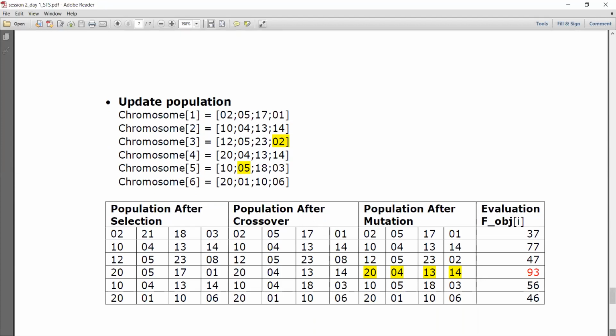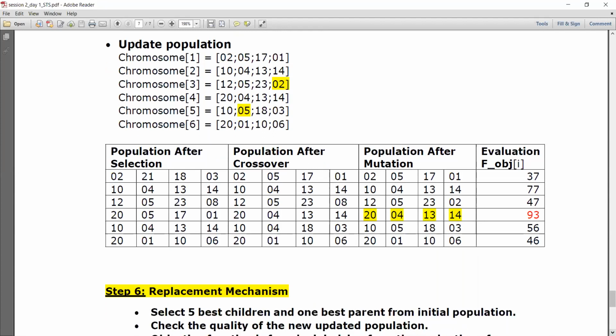So 2 and 5 are randomly generated, and now we have replaced that population after crossover with those positions being replaced by 2 and 5. So now I have completely displayed all the table with population before crossover, population after crossover, and population after mutation. And now the iteration is done. One generation is done. So now what am I going to do?